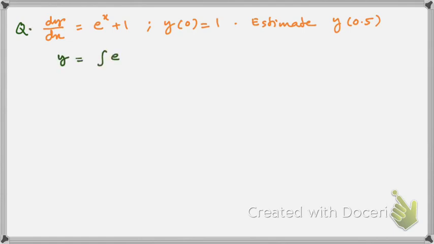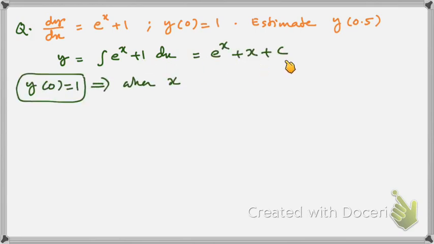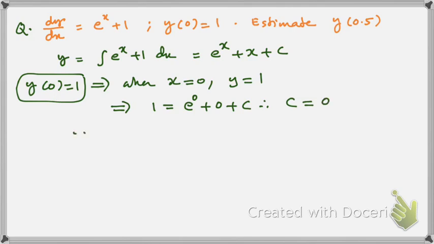Approximating it was. So to find out y, I should integrate it. When I integrate it, I'll get e raised to x is e raised to x itself. 1 becomes x plus c. And the initial condition is y of 0 is equal to 1, which means when x is 0, y is 1. When I do that, I replace y by 1 and x by 0. So I'll get c is equal to 0. Therefore, my solution y is equal to e raised to x plus x. And so I have the solution curve now, e raised to x plus x.